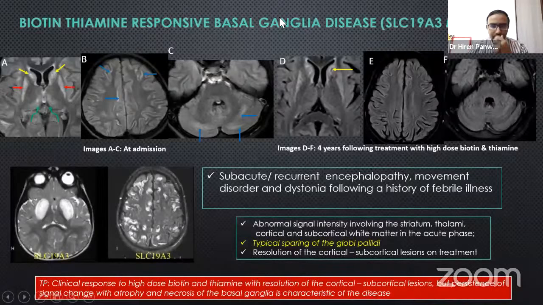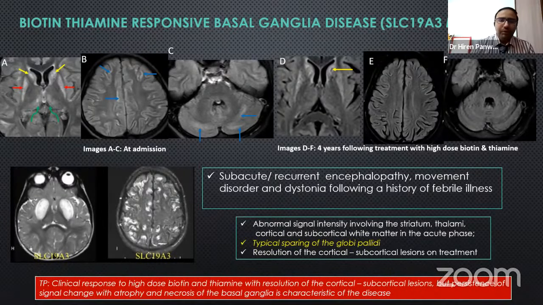So this differential we should consider whenever we have an imaging appearance of these kinds of conditions, and we only will be focusing on the mitochondrial panel and all. So it's always advisable to also look for biotin thiamine responsive basal ganglia disease.